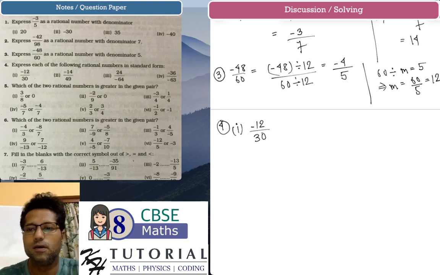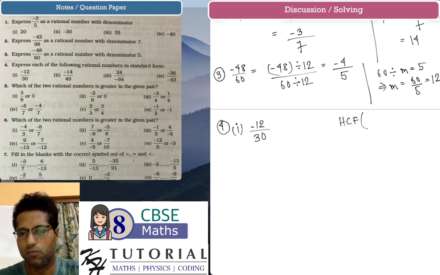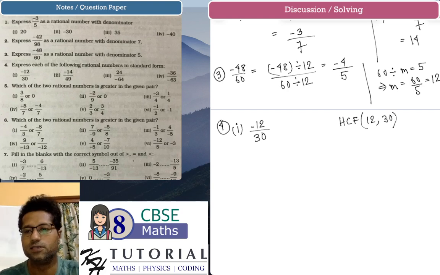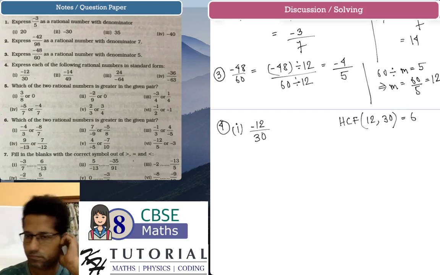Now we see here that the HCF of the absolute value of the numerator and the denominator, the numerator is minus 12, so its absolute value is 12, and the denominator is 30. The HCF of 12 and 30 is how much? 6, I guess. It is 6.